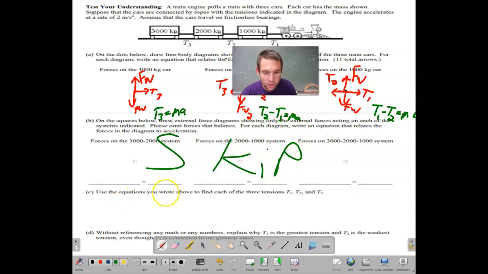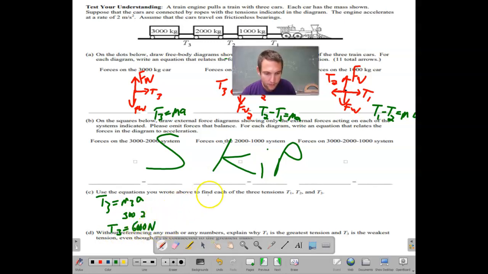All right, so using the equations you wrote from above, we have T3 equals mass times acceleration. That's the mass of the third car times acceleration. The acceleration, remember, is 2. I think that was given to us. The mass is 3,000. T3 equals 6,000 newtons.